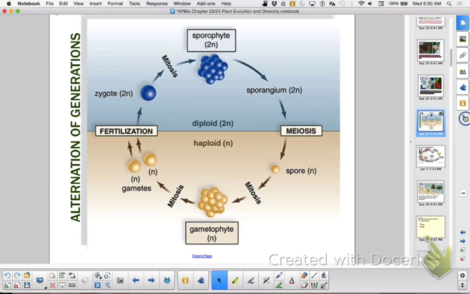All right, the only other big ticket we need to hit in chapter 23, besides how do you get onto land, is alternation of generations. Have we talked about this before? Yes. Okay, so this should be a review for you. I have two pictures. One of you is going to go first, one of you is going to go second, so decide, go. Explain this picture.